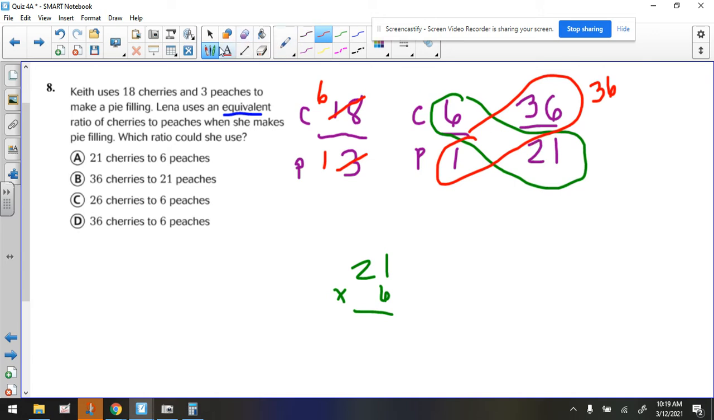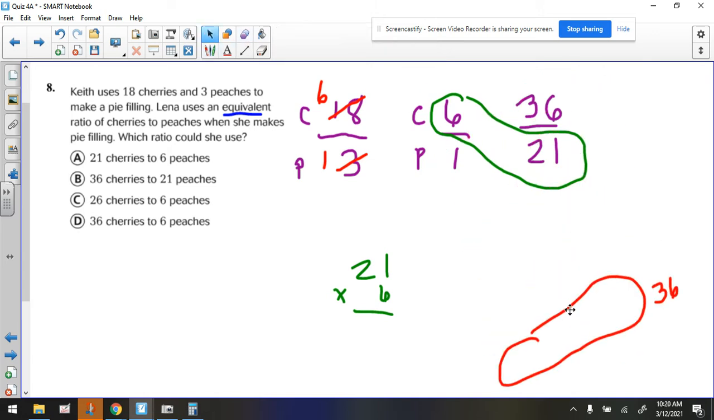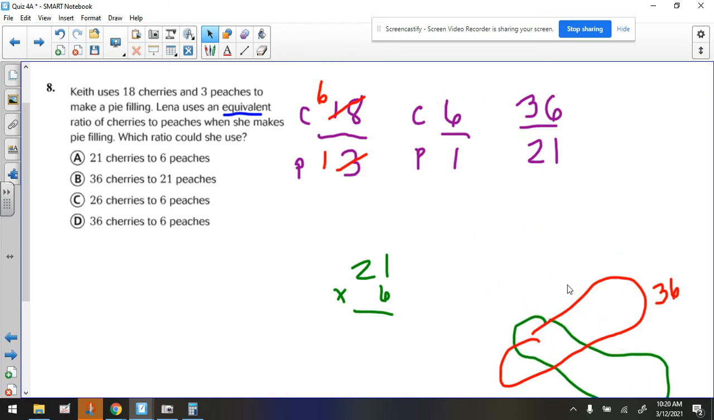Another strategy for determining whether or not these two ratios are equal, if we move this out of the way, we can see that going across, since 6 times 6 is 36, ask yourself, does 1 times 6 equal 21? And if it doesn't, then you're not going to pick that one. All right, let's move on and look at choice C.